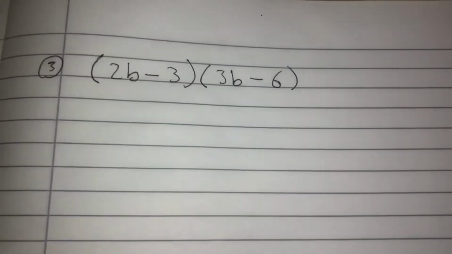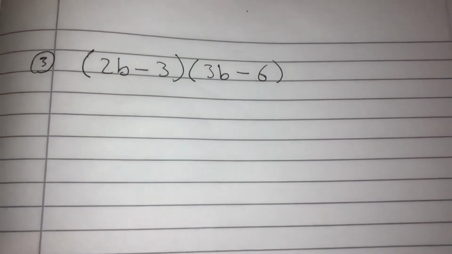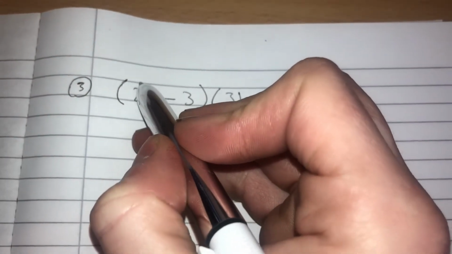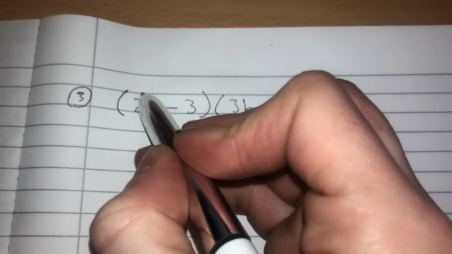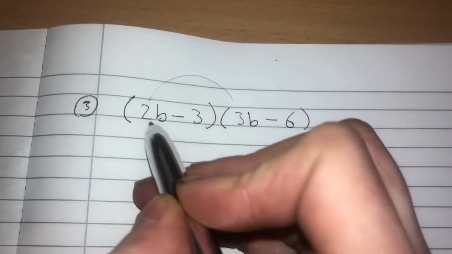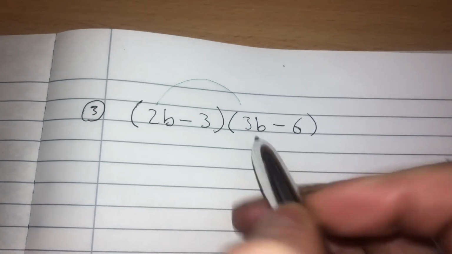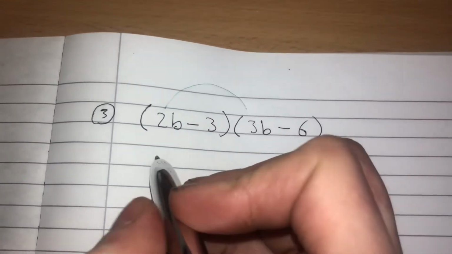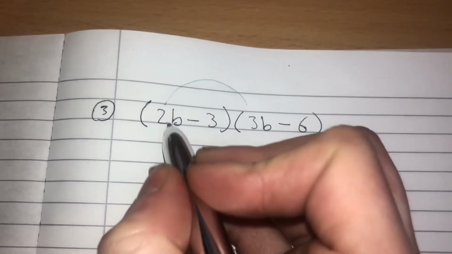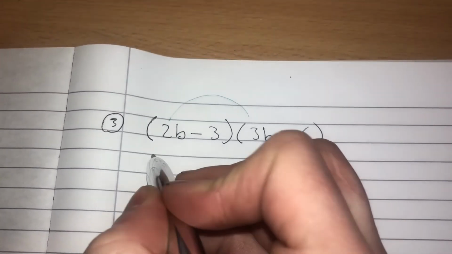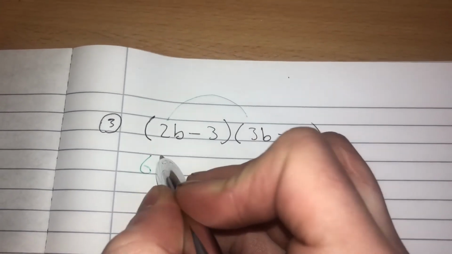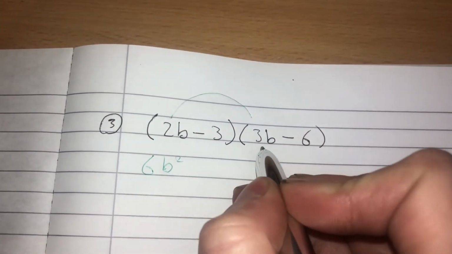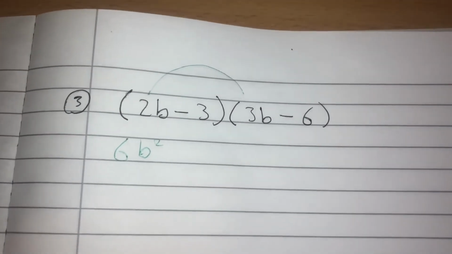Right, one more, just where we're dealing with different signs. Notice in this example we have two negatives. But again, we just follow the same method. So first, outer, inner, last. So the first term, 2b times 3b, so a positive times a positive is positive. So 2 times 3 is 6, and b times b is b squared. So 2b times 3b is 6b squared, okay?